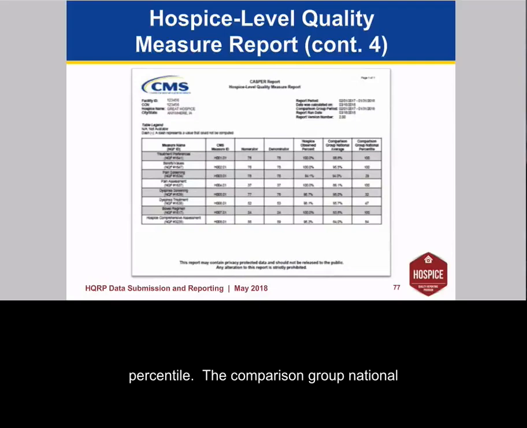The comparison group national percentile indicates the hospice's rank nationally. For example, the pain screening measure percentile of 29, which is the third row on this report, indicates that 29% of the hospices in the nation had a QM score that was less than or equal to this hospice. Or in other words, performed the same as or worse than this particular hospice. It's important to remember that the higher percentile is better.